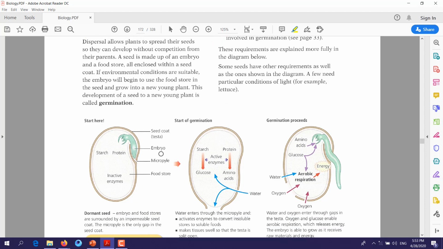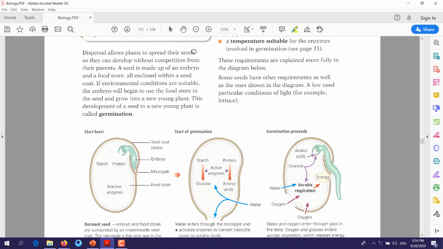After the formation of the fruit, the fruit contains seeds, so this helps the seeds to disperse. What do I mean by that? When you eat, for example, any kind of fruit that you take from a tree, what is happening? These seeds are dispersing, moving away from the tree, away from their original place. This dispersal allows a plant to spread its seeds, okay?